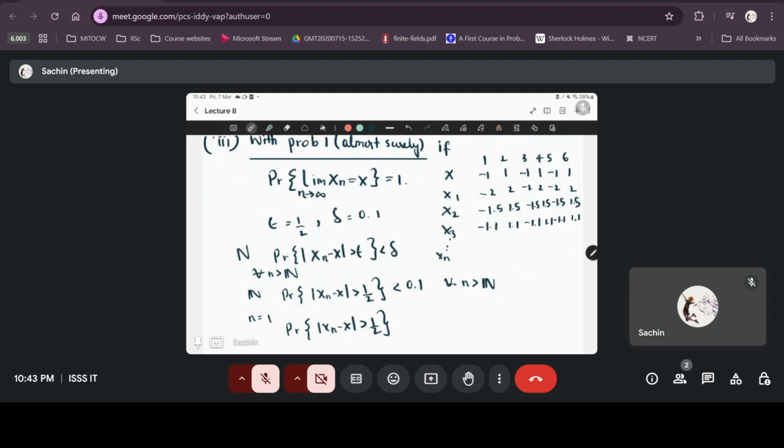Here, I've given probabilities such that this modulus of Xn minus X is the same for every outcome for each random variable. But in other problems, for each outcome, they might have different values, and you will have to make sure that this statement is true for all outcomes omega. These are the outcomes omega.